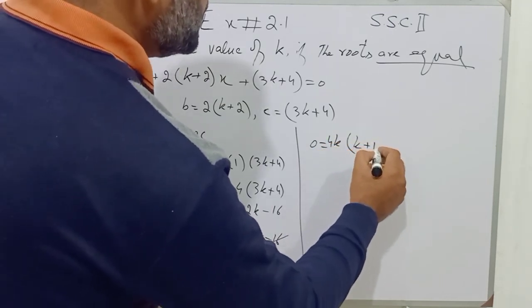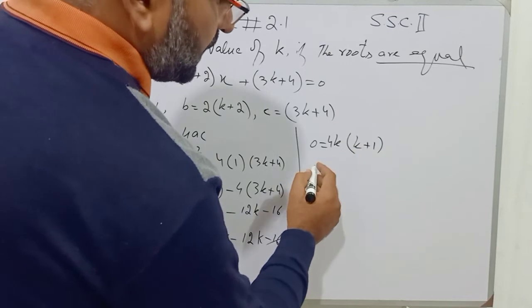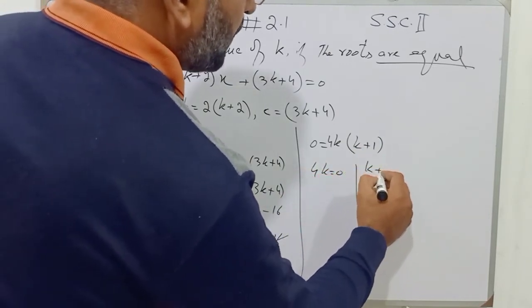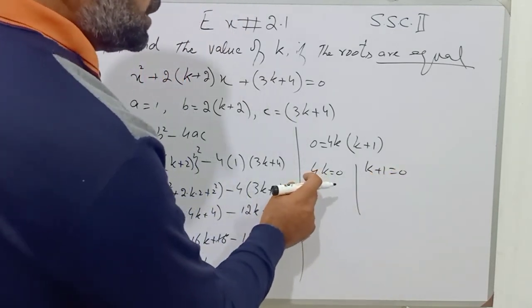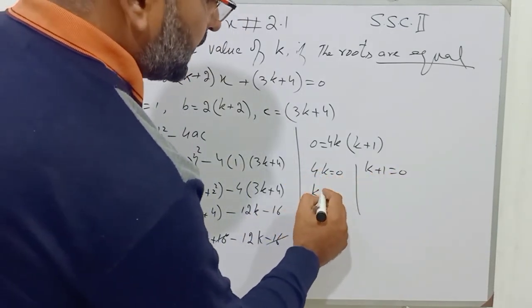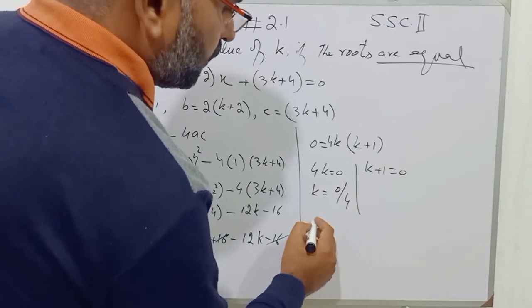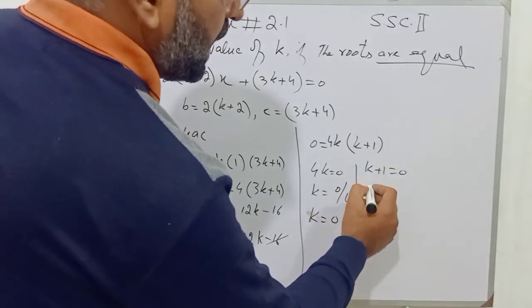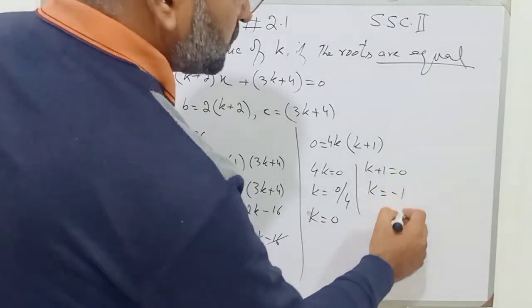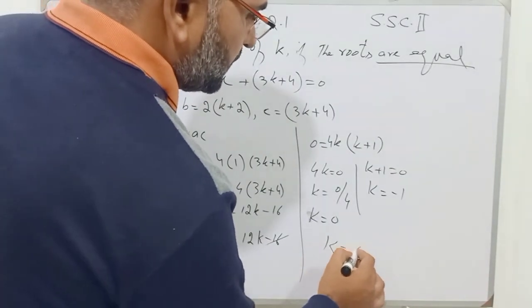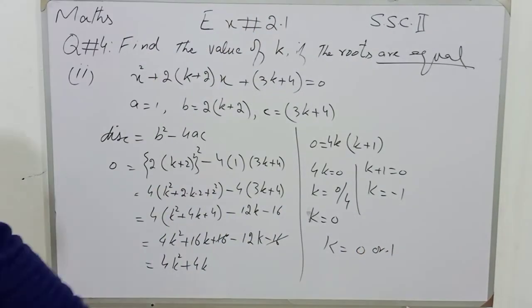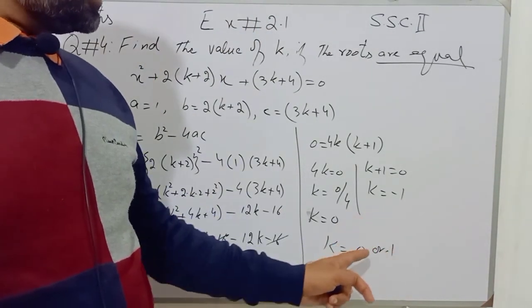Take both the factors as 0. 4k is equal to 0 and k plus 1 is equal to 0. This 4 is multiplying. When we transfer it to the other side, it will divide. 0 over 4 means 0. So the value of k is 0 and the value of k is minus 1. Students, not 1. The value of k is 0 or minus 1.